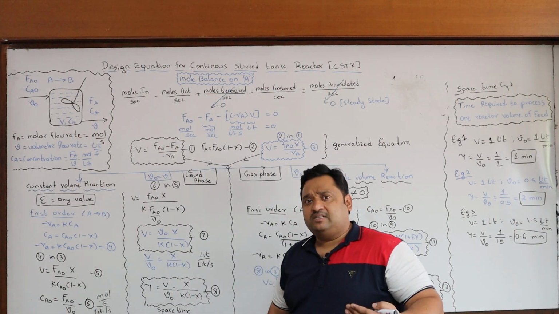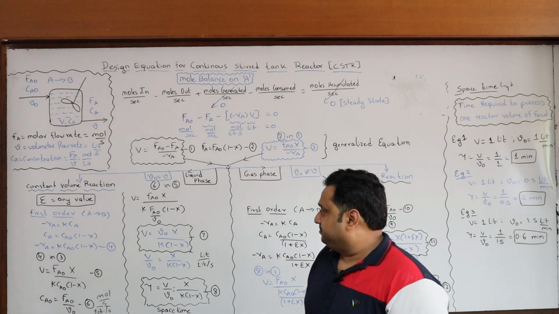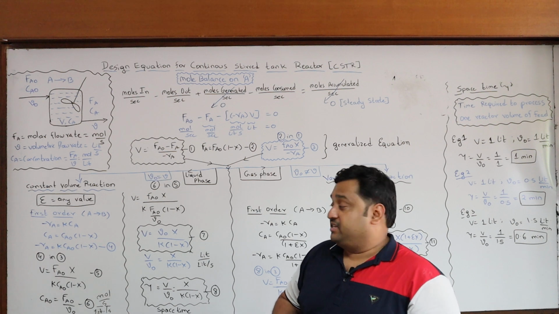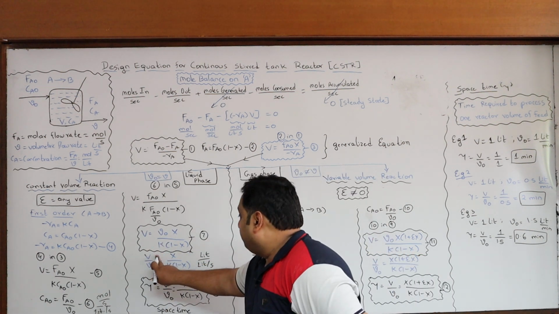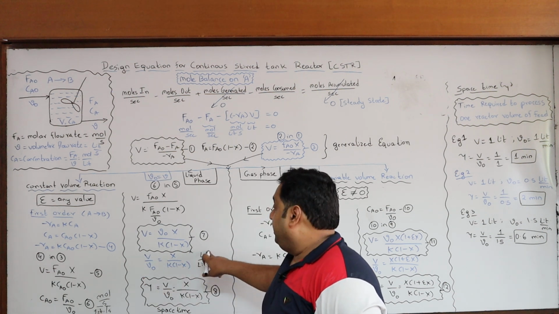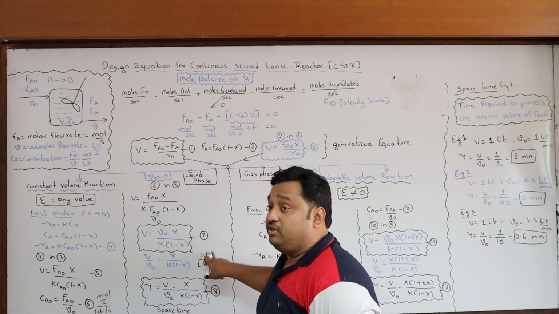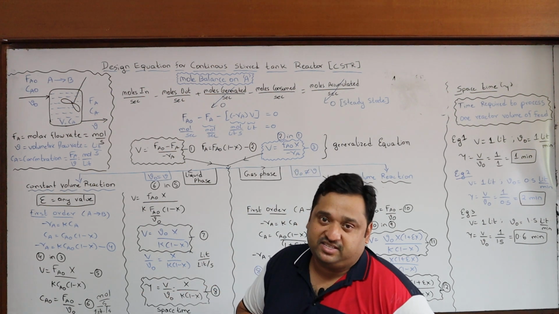Sometimes the space time has a value in the reactor design. Let us do that in a later stage. How can I get the space time? If you divide this volume by the volumetric flow rate, the unit of volume is liter and the volumetric flow rate is liter per second, liter cancels out and second comes to the numerator. Finally, tau denotes the space time.